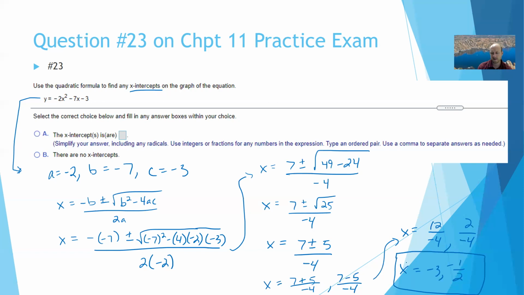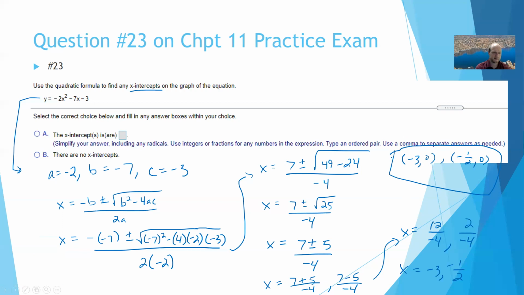Those are your answers there. And again, these are x-intercepts. So really they're, oops, do they want us to do, oops, it says type an ordered pair. So I just had that incorrect, and I would have got that wrong. So one of your ordered pairs is what? -3, 0. And then the other ordered pair is -1/2, 0.